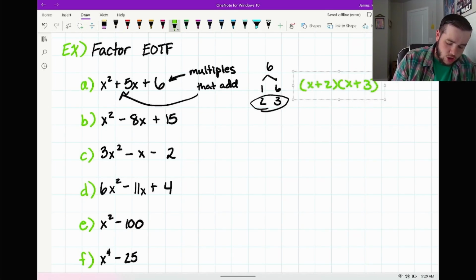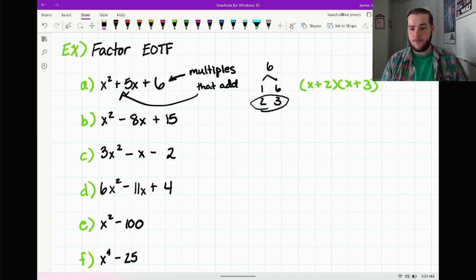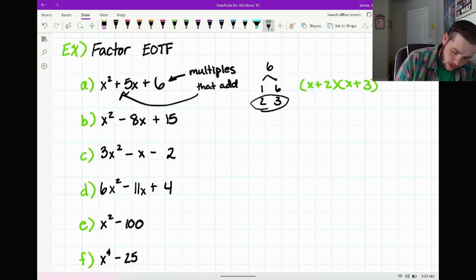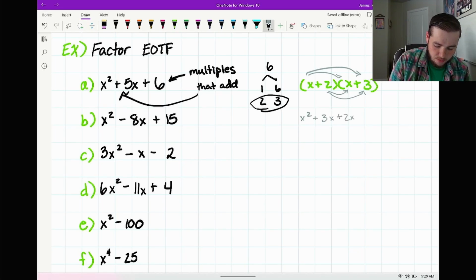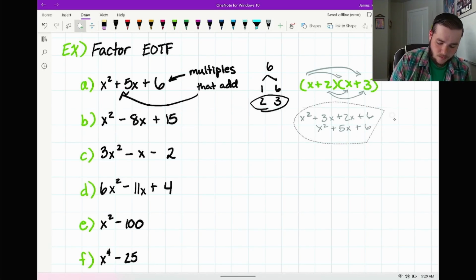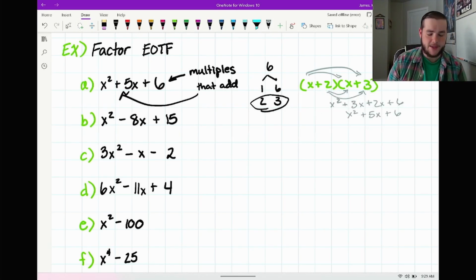And here, it should be pretty quick to check our answer. All I would need to do is FOIL this back out to check if I got the right answer. X times x is x squared plus 3x plus 2x plus 6. And sure enough, I get x squared plus 5x plus 6. So we got the right answer.